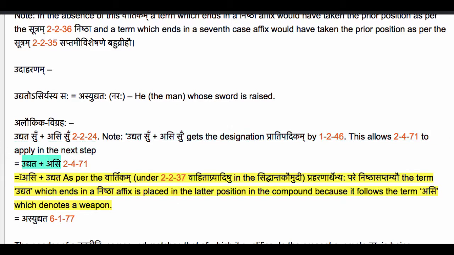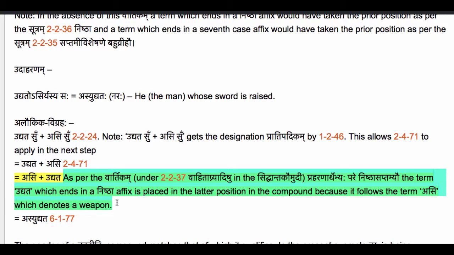Now as per the vartikam praharanarthebhyaha pare nishtha saptamyau, the term udyata which ends in a nishtha affix, which of course we know as per 1-1-26 Ktaktavatu nishtha, the two affixes kta and ktavatu get the designation nishtha. In this case udyata ends in the affix kta, and hence udyata is placed in the latter position in the compound because it follows the term asi, meaning sword, which denotes a weapon.